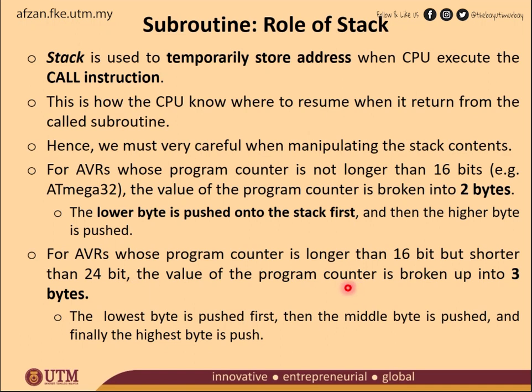But for an AVR whose program counter is longer than 16 bits but shorter than 24, the value of the program counter is broken up into 3 bytes. The lower byte is pushed first, similar to this one here. You push the lower byte first, followed by the middle byte, and finally the highest byte is pushed. Later we will see how you push your address to your stack.